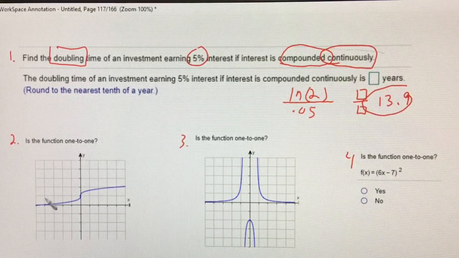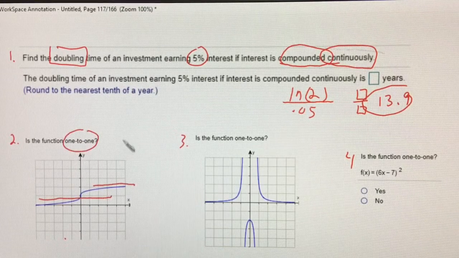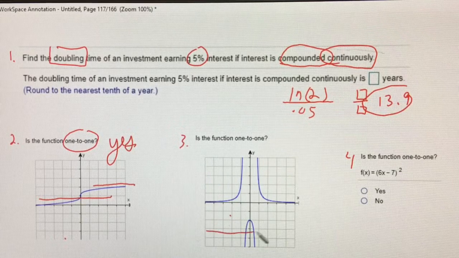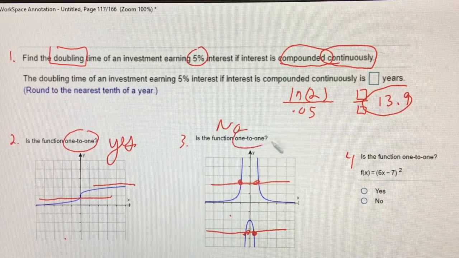Determine if it's 1-to-1. If it passes the vertical line test, it's a function. If it passes the vertical line test and the horizontal line test, it is a 1-to-1 function. So yes, this one is 1-to-1. It passes the vertical line test, so it is a function. But notice, in several spots, it fails the horizontal line test. So anything parabolic would not be a 1-to-1 function. It could be a function, but no, it is not 1-to-1.